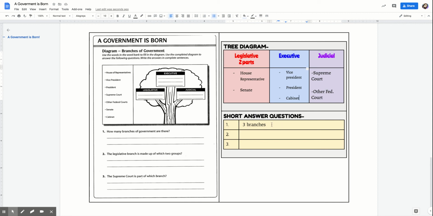Okay, let's go down to the short answer question. The first question asks, how many branches of government are there? You all should know this answer. There are 3 branches of government.